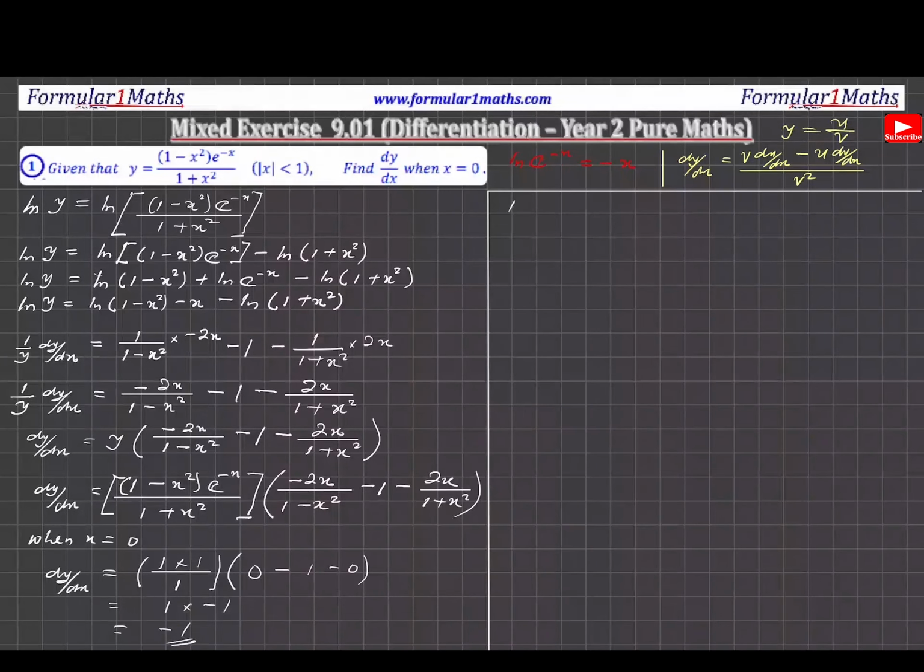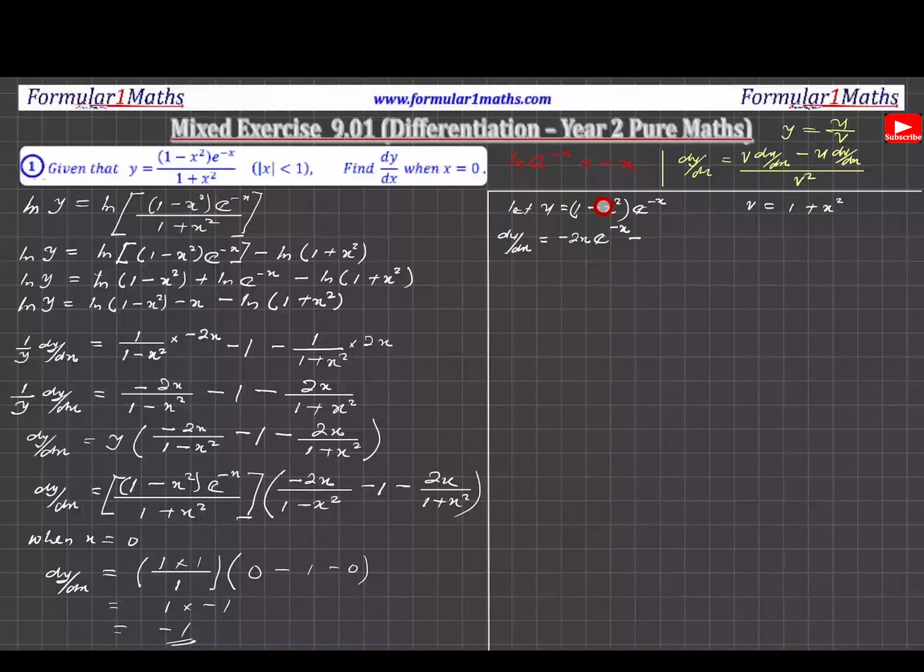So I'll say let u equal 1 minus x squared times e to the power minus x, and therefore v equals 1 plus x squared. So du/dx will be equal to, and this is why I keep one of these things constant and differentiate the other. So if I keep e to the power minus x constant and differentiate this, I'm going to get minus 2x e to the power minus x.